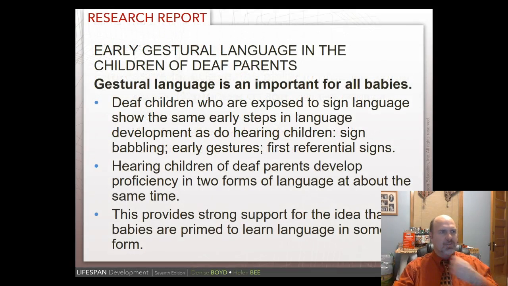Next is gestures. Gestural language is important for all babies. Deaf children who are exposed to sign language show the same early steps in language as do hearing children, where there's sign babbling, early gestures, first referential signs. Hearing children of deaf parents develop proficiency in 2 forms of language about the same time. So this provides strong support for the idea that babies are primed to learn language in some form.